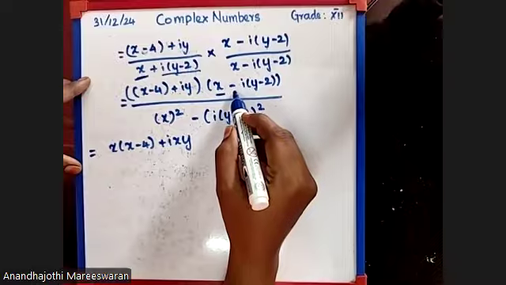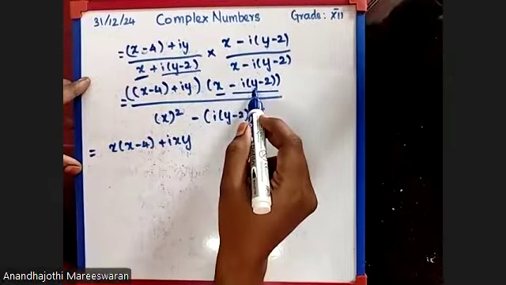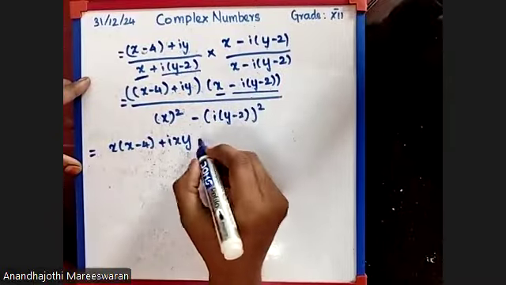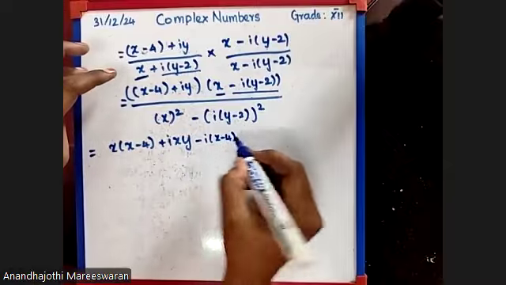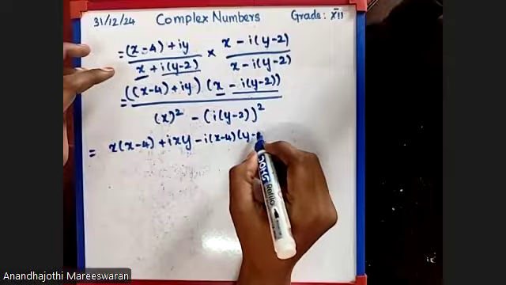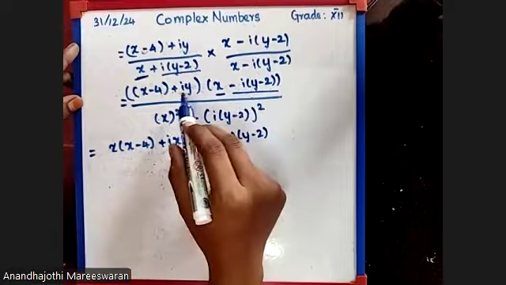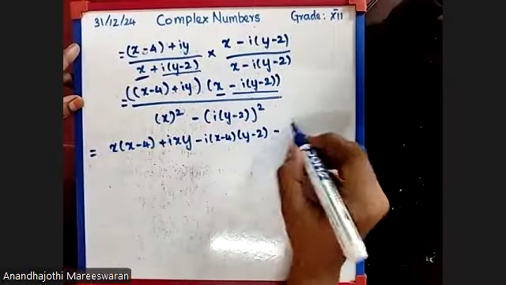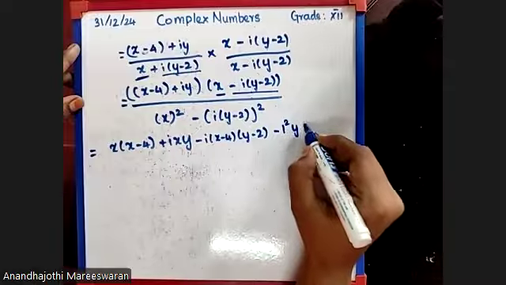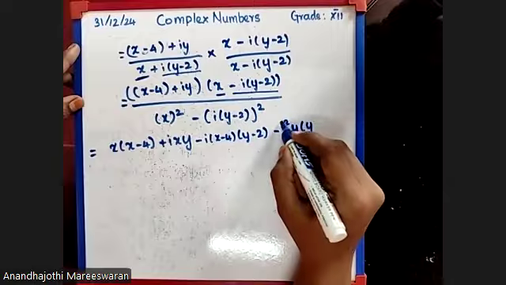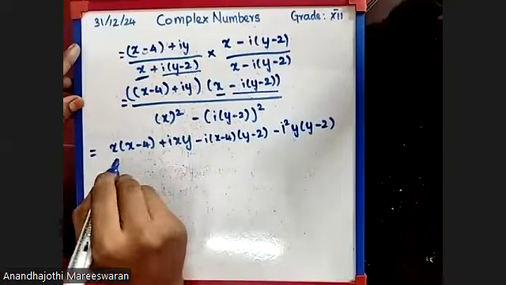Then I'm going to multiply this part with both of them. First, I'm going to multiply minus i x minus 4 multiplied by y minus 2, right? And I'm going to multiply this with this. So minus i into i squared y multiplied by y minus 2, right?